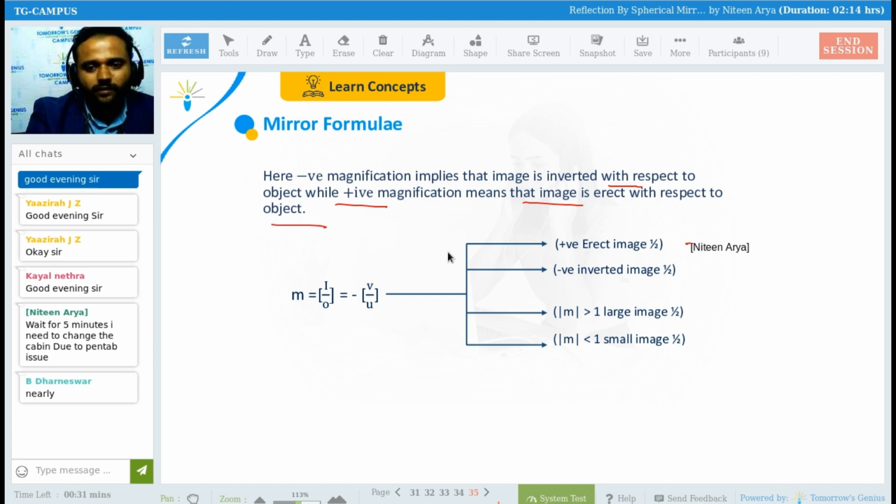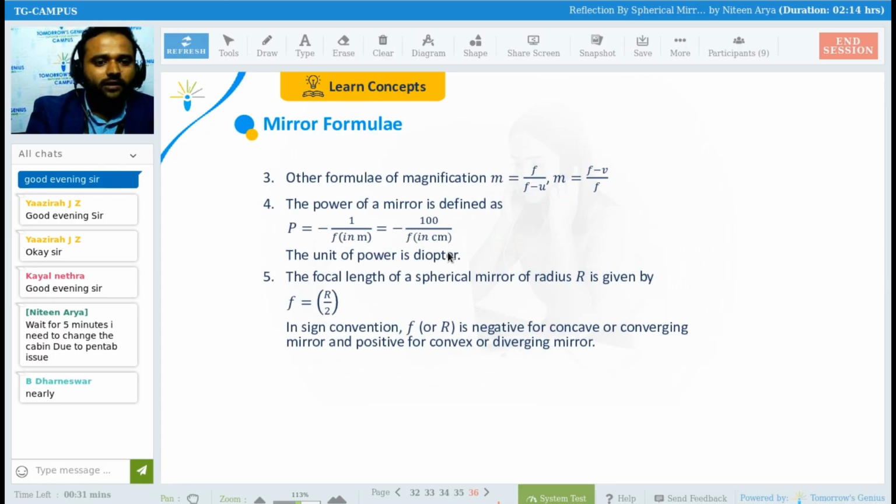We already done this thing. For a positive erect image, negative inverted image. Magnification greater than 1 automatically means V is greater than U, or I is greater than O, so a large image. And mode of magnification smaller than 1, lesser than 1, is a negative case, or you can say a small image.